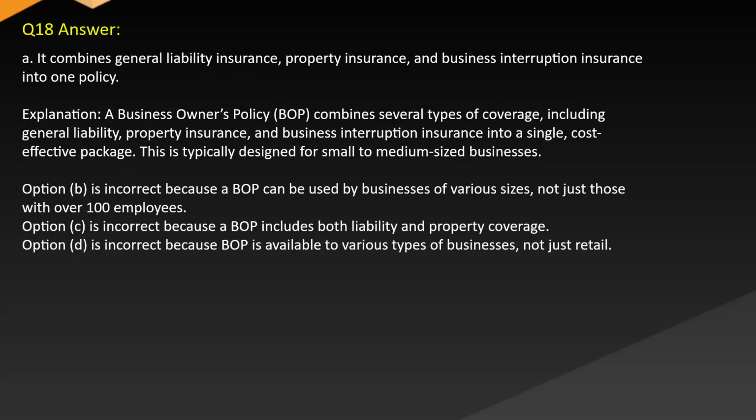Answer A. It combines general liability insurance, property insurance, and business interruption insurance into one policy. Explanation: a business owner's policy (BOP) combines several types of coverage, including general liability, property insurance, and business interruption insurance into a single, cost-effective package. This is typically designed for small to medium-sized businesses.